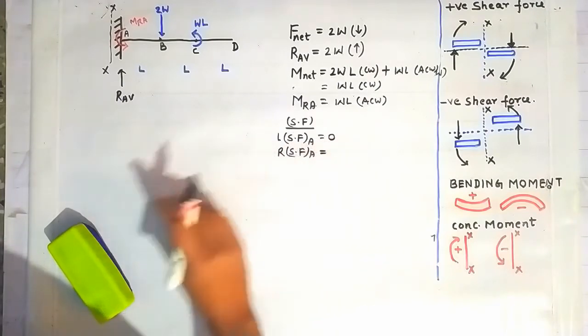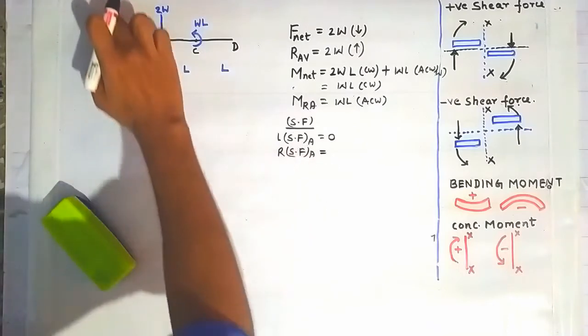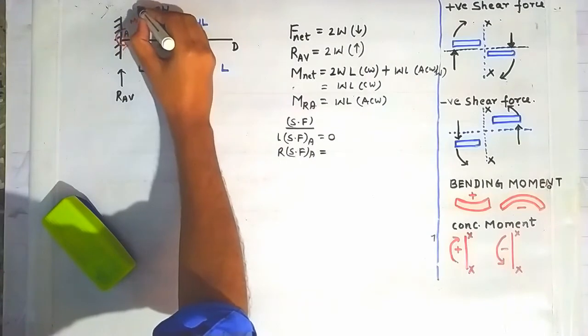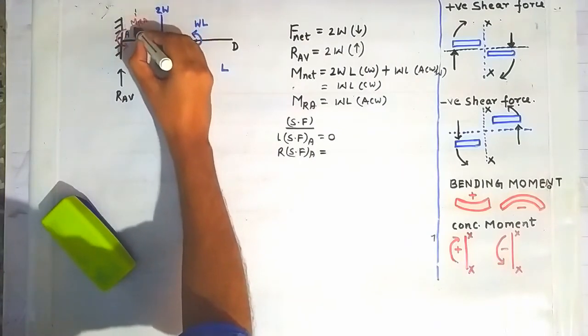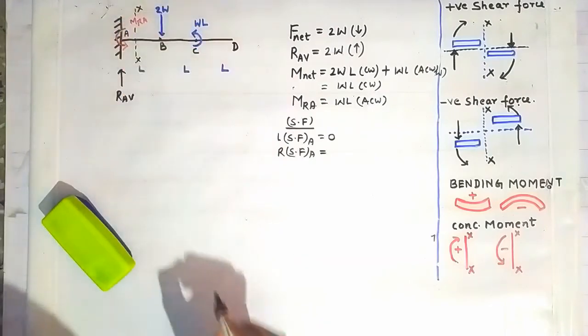And on the right of the section, if we want to calculate the shear force on the right of the point A, then we have to construct a section on the right side of this point A. So this is the section I am constructing on the right side of the point A. This is the section XX.